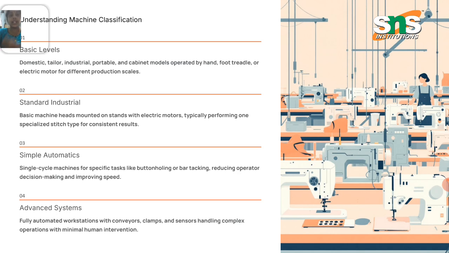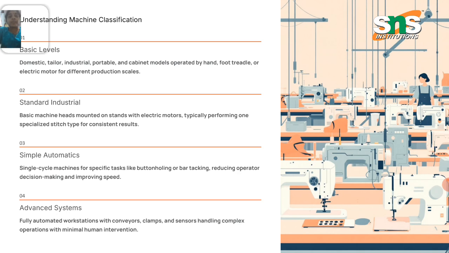First one is the basic level: domestic, tailor, industrial, portable and cabinet models operated by hands, foot pedals or electric motor for different production scales. So mainly we know about those machines. Second one is standard industrial: basic machine heads mounted on stands with electric motors, typically performing one specialized stitch type with consistent results. So there are somewhat different stitch methods used in this.